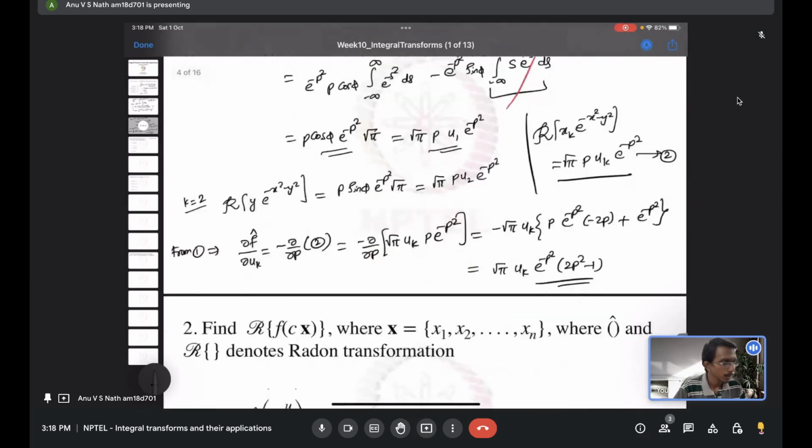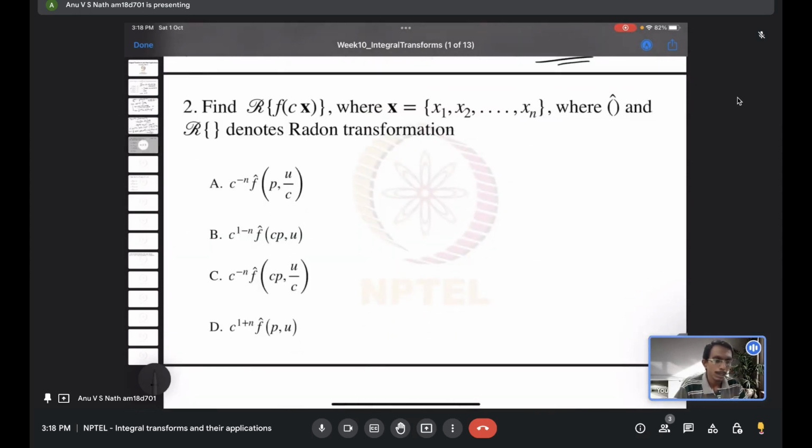Okay, so now we'll move to the next question. Find the Radon transform of the function f of cx. So x is a normal vector, let's say x1 to xn, having n variables or n dimensions, and c is some scalar which is multiplying x. Let's assume for this case c is a positive number. If c is negative, we need to redo some things accordingly, but let's assume it is positive. And we just need to find the Radon transform. Here R represents the Radon transform, also the cap in the options represents the Radon transform.